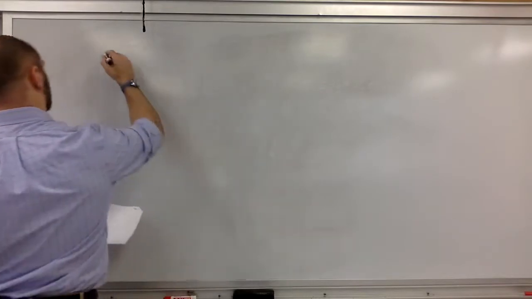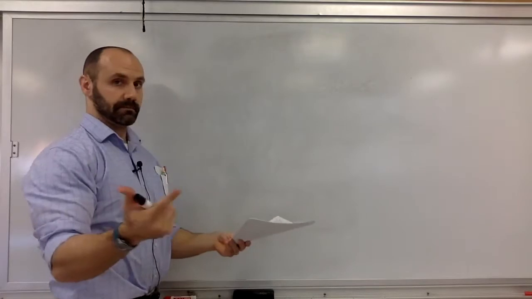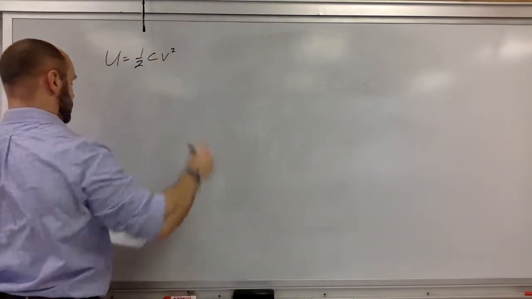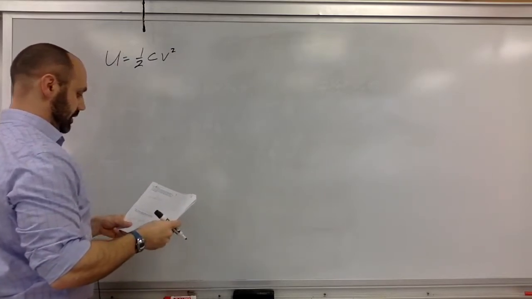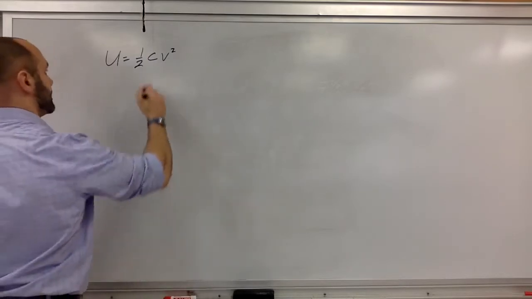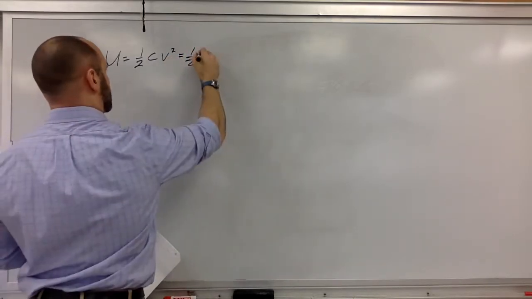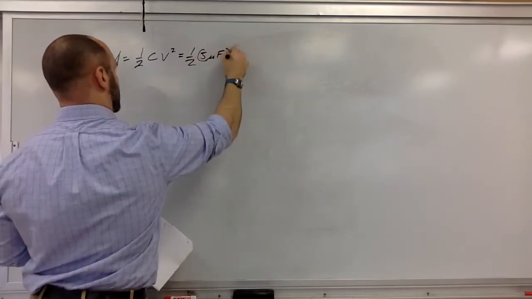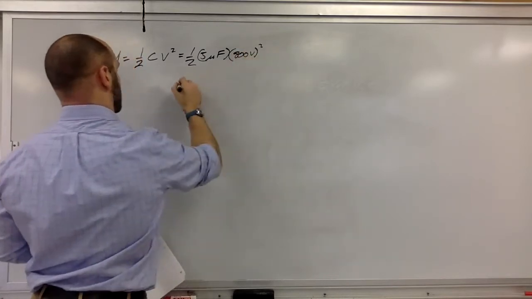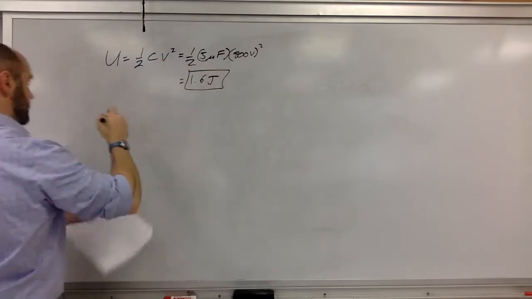And so my formula, what do I know? I know capacitance and I know voltage. So I can put this in terms of the capacitance and voltage, and I'm good. So it's 1/2 CV squared, right? And so I just plug in my numbers here. So C is 5 microfarads, and the voltage is 800 volts. Square that. I think you get 1.6 joules. Right? That's how much is lost.